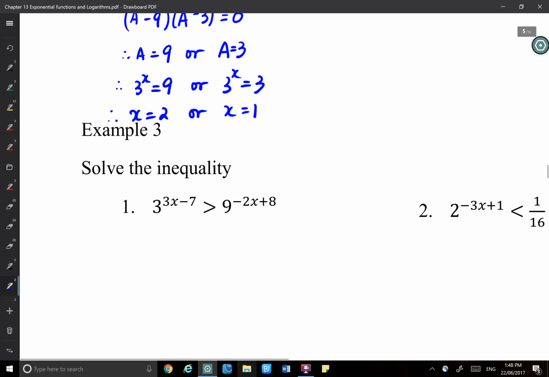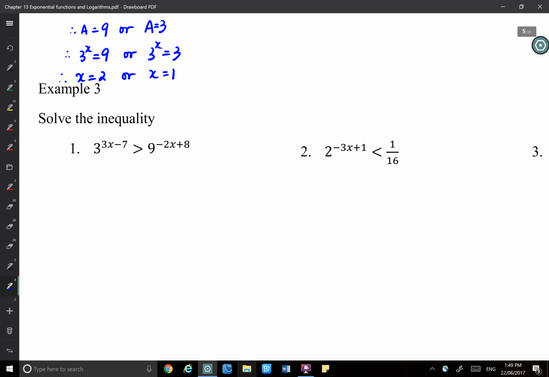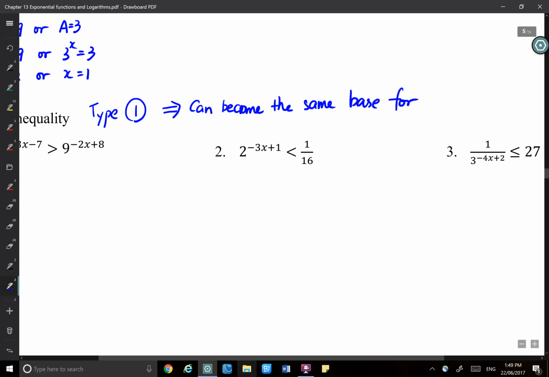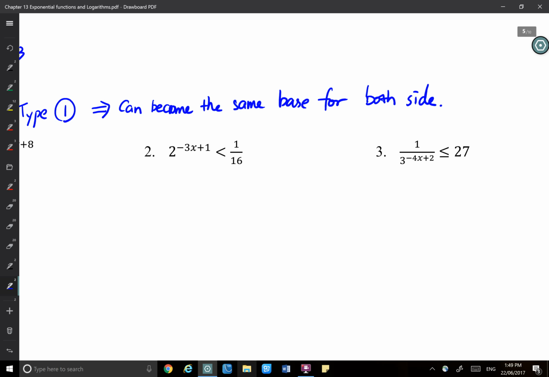Let's have a look at the next question. Solve inequality. This is type 1 of solving inequality problems, which can become the same base for both sides. For inequality, equation is easy to solve. Equation will be two types as well: can be the same base, can't be the same base. But it doesn't really matter. Equation is really easy to solve. Inequality is a bit hard.